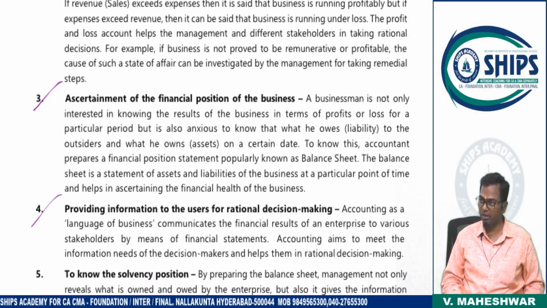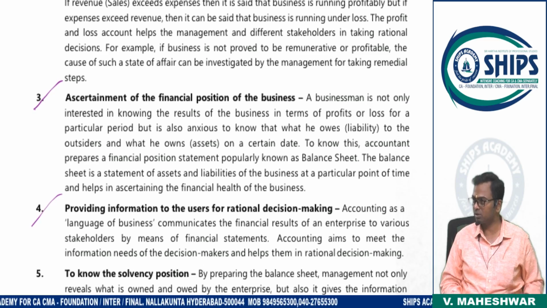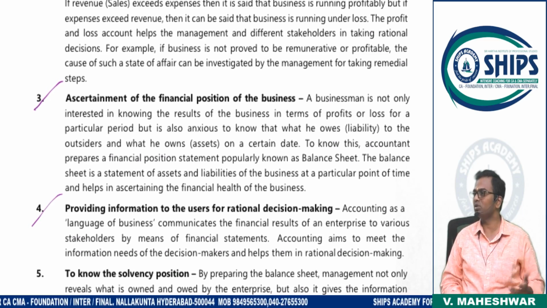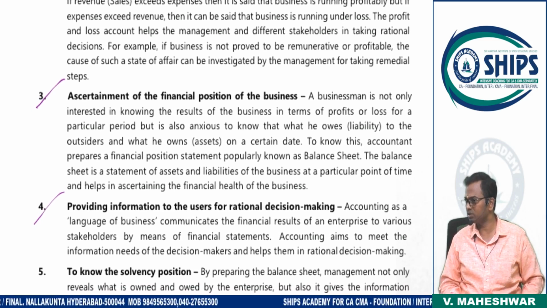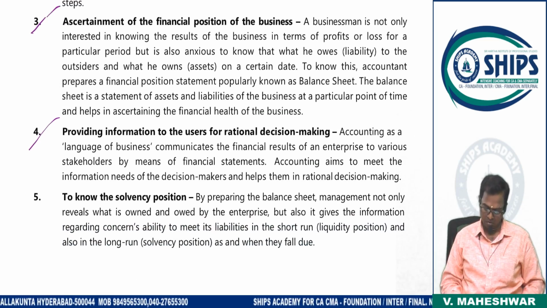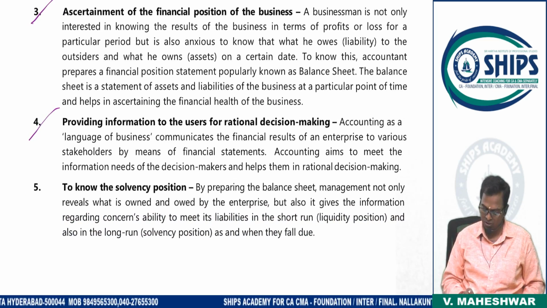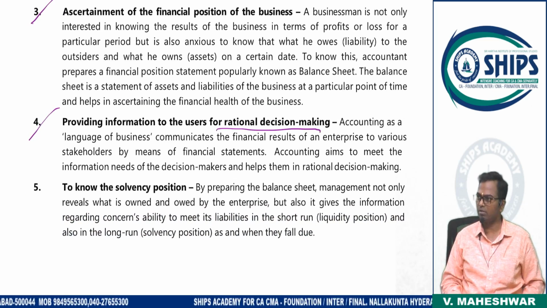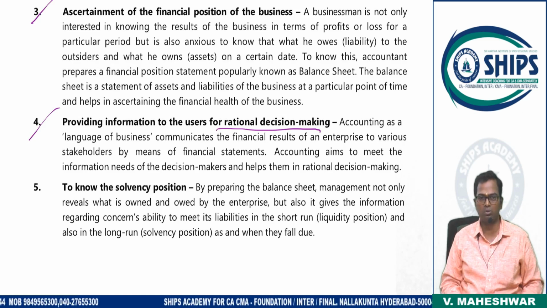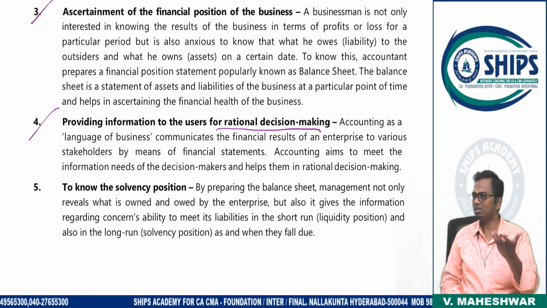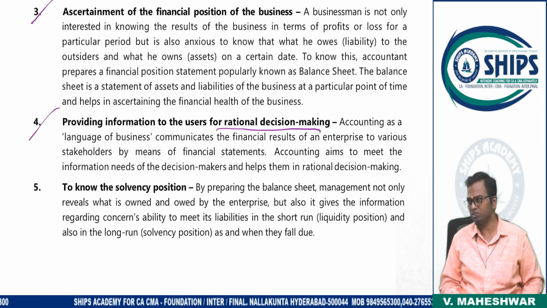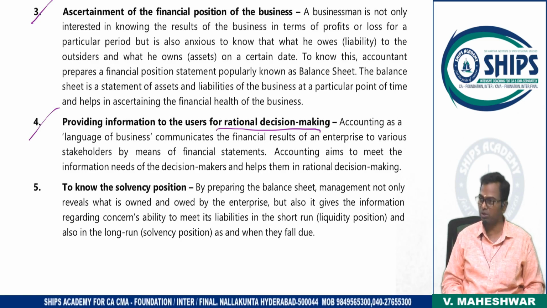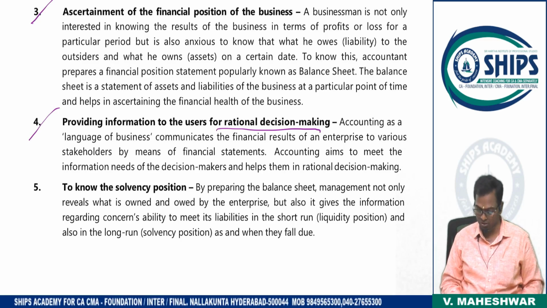We have an idea about the financial information of the business now, sir. Just now I said why we prepare final accounts: to know the financial condition of the company. With the help of journals, ledgers and different books, we can prepare the financial statements of the company. Then, providing information to the users for rational decision making. With the help of that, it is crystal clear to the public what the company is. We are giving them a choice to take a decision. That is, you are providing information to the users for rational decision making.